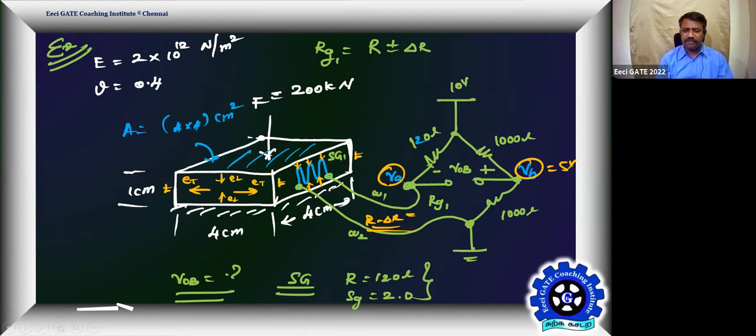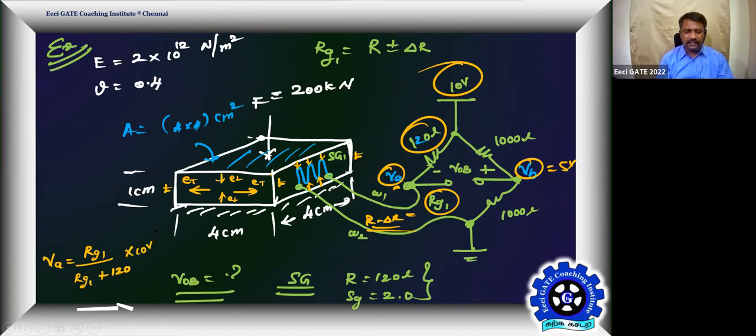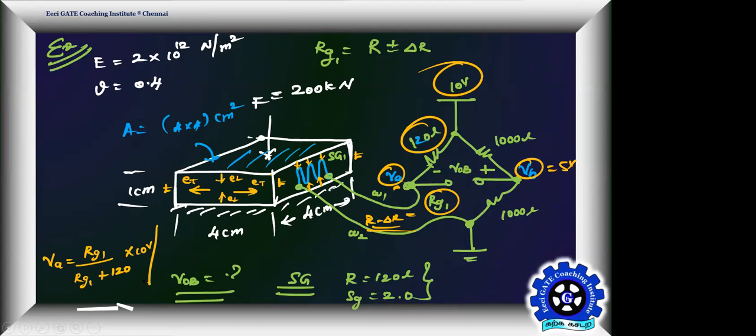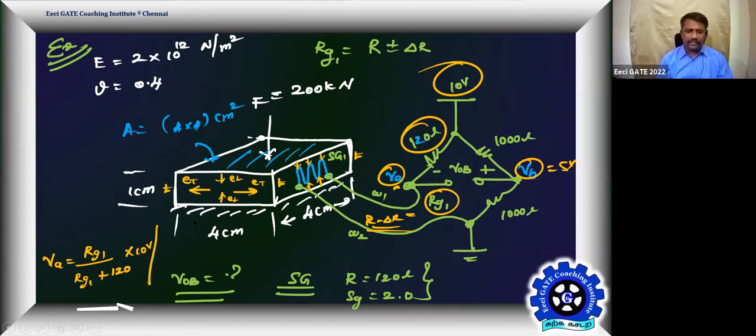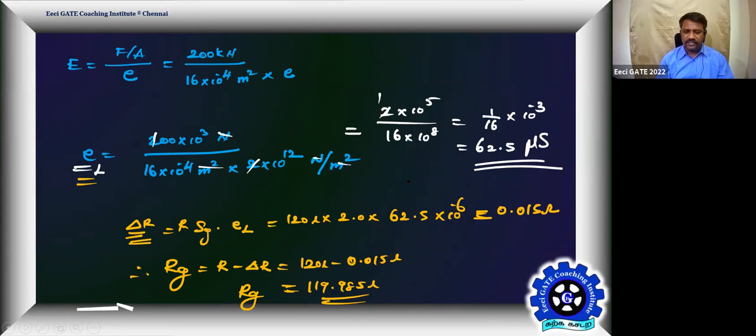Can you tell me from this what is VA? VA is the potential division between 120 and RG1 excited by 10 volt. So can I write VA equal to RG1 divided by RG1 plus 120, into 10 volt? Agree? Yes, sir. VB is 5 volt. Now let us find VA.